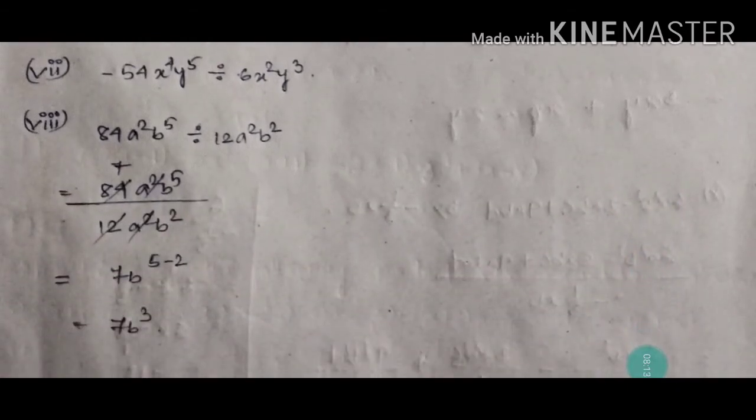You have to do number 8: 84 a square b5 divided by 12 a square b square. So here also 84 a square b5 divided by 12 a square b square. The a square in the numerator and the a square in the denominator will get cancelled. Now 84 divided by 12: 7 12s are 84. Now b power 5 and b square is given, so b power 5 minus 2, that means b cube. So we will get 7b cube.